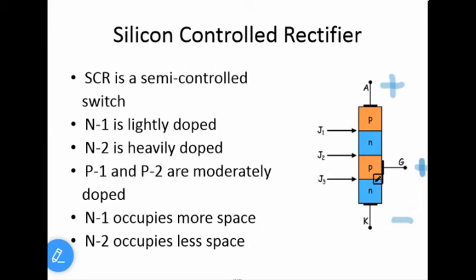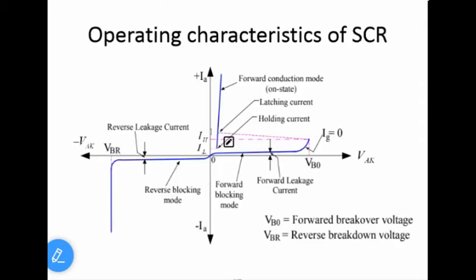Now, under this condition, this region is flooded with holes, and these holes will break the J2 junction, and current will pass from anode to cathode. To control 100 amperes of current or 1 kiloampere of current, some milliamperes or 1 ampere of gate current is sufficient. That's why we call it a control signal. This is called the forward conduction region.